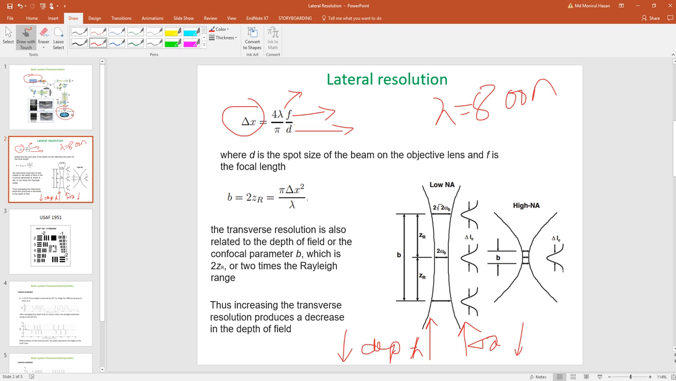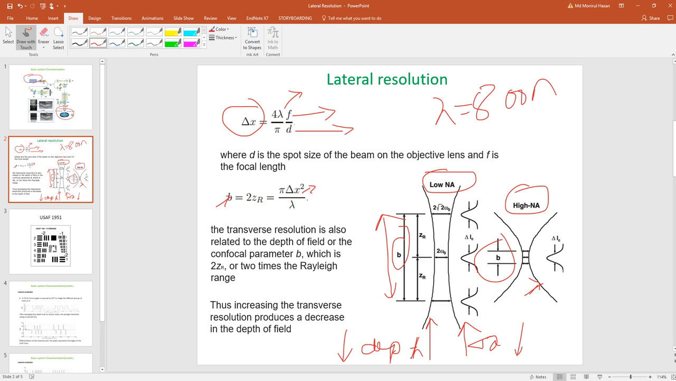Here are two objectives, one with low NA and another with high NA. D is the indicator of depth. For the low NA objective, we can have a higher depth, but the lateral resolution will be low, because if D is low in this equation, then del X will be low too. If we use the high NA objective like this, then we'll have a low D, and del X will also be low.